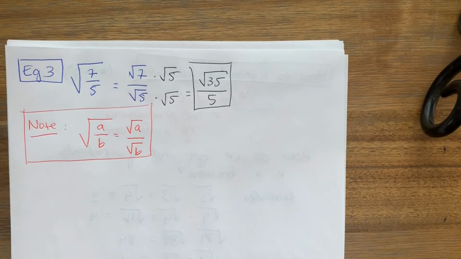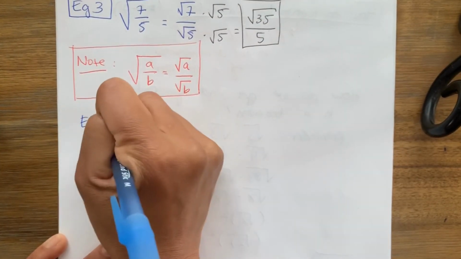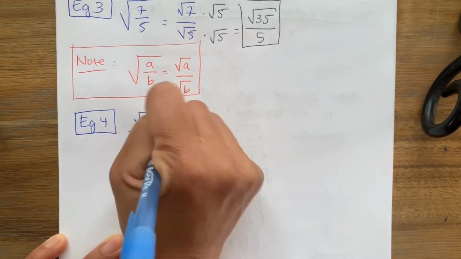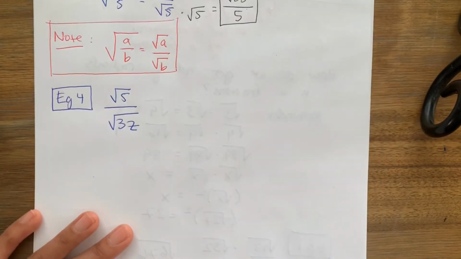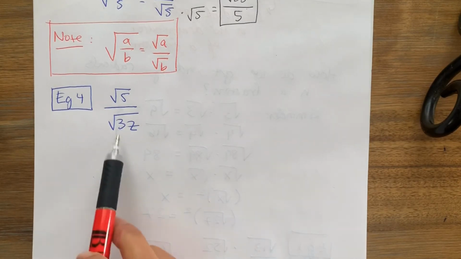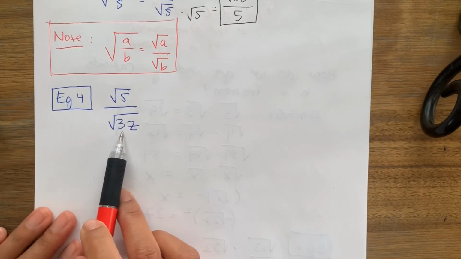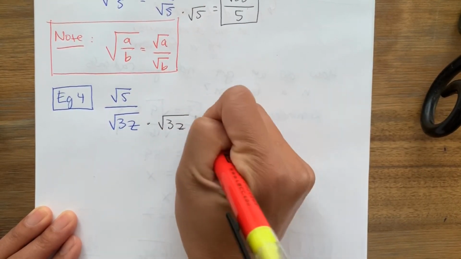Now let's go ahead and throw in some variables or some letters in this problem. So example 4 here, I'm going to have square root of 5 over square root of 3z. So to do this problem, just because it's a variable, don't be scared. It's the same idea. So I'm going to multiply the denominator by square root of 3z.